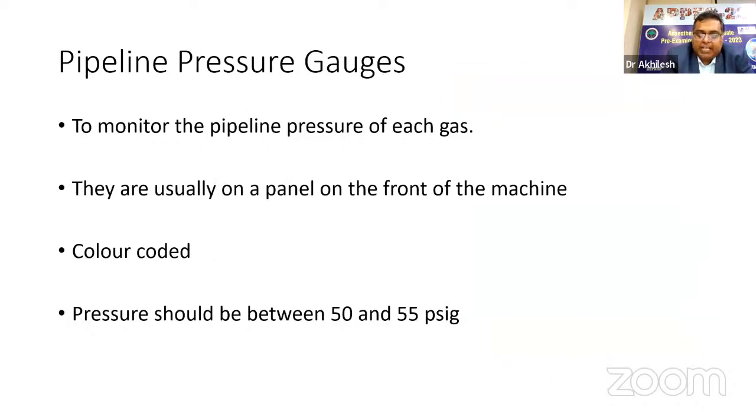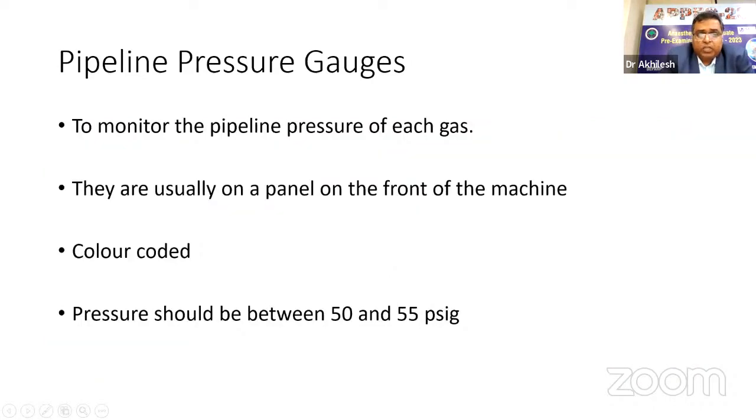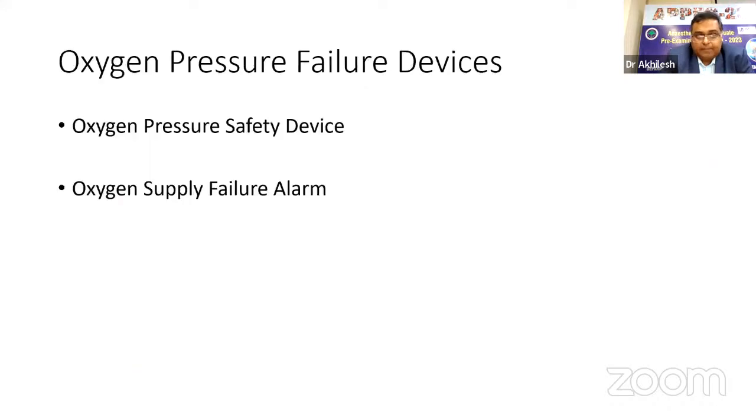And as we have pressure gauges on the cylinder, we have pipeline pressure gauges, and they are required to monitor the pipeline pressure. They are usually on a panel in front of a machine. See, these are the panels. So this is oxygen. The pressure is usually 60 psig. We keep it around 50 to 55. Nitrous oxide and air are also usually on the panel in front of a machine, and the pressure should be between 50 to 55 psig.